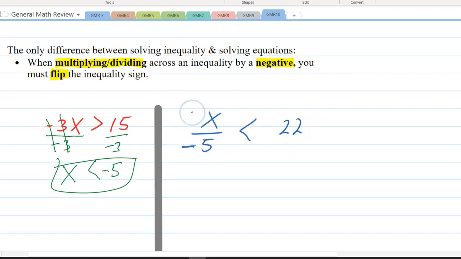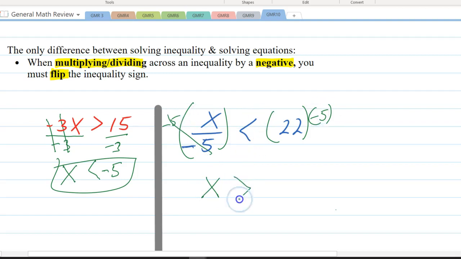To the right, I have x divided by negative 5 is less than 22. The opposite of dividing is to multiply. What I do to one side, I do to the other. Negative 5 and negative 5 cancel out. That gives me an x. I multiplied across the inequality by a negative, so that's greater than negative 110. So if I multiply or divide by a negative, then I have to flip that inequality.